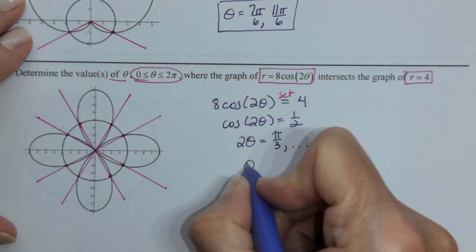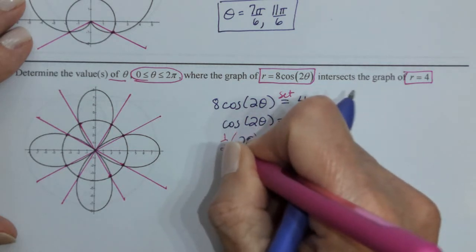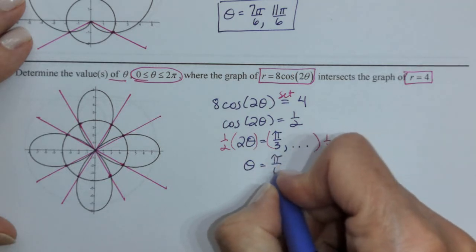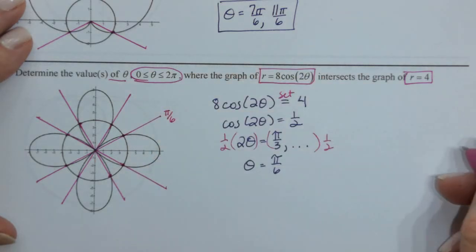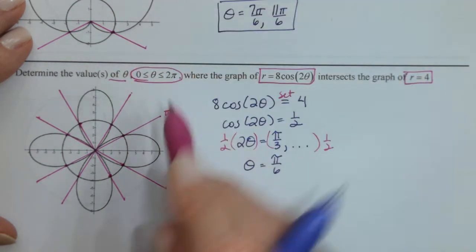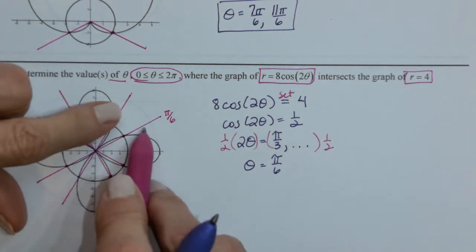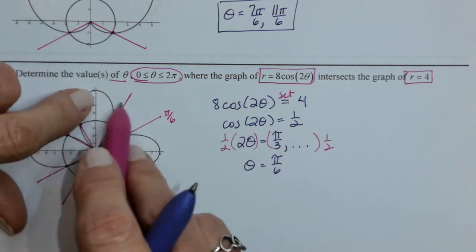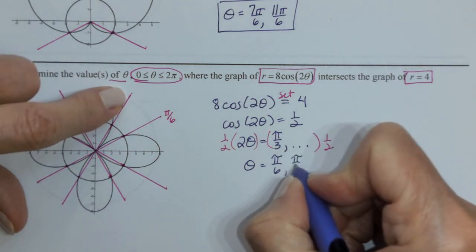So, if I divide both sides by 2, theta here will be pi over 6. So this one right here is a pi over 6 angle. So guys, let's use some symmetry. What does that have to be? If this is pi over 6, what is this? Well, I see the symmetry. This is pi over 6, this is pi over 6. Pi over 2 minus pi over 6 is pi over 3. So this angle up here is pi over 3.